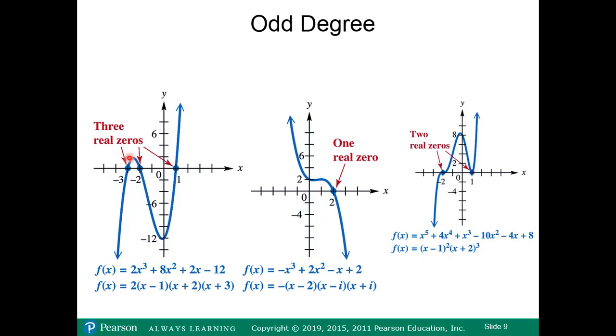So you can have odd degrees. Notice this one here crosses 3 times, right here. And notice that we have 3 factors. Here, this crosses once, and this is a cubic function again. And notice that it has 1 real factor. These are complex, and so it has 1. And notice this is a 5th degree odd and has 2 intercepts, right here and right here. Okay? And these are also repeated.